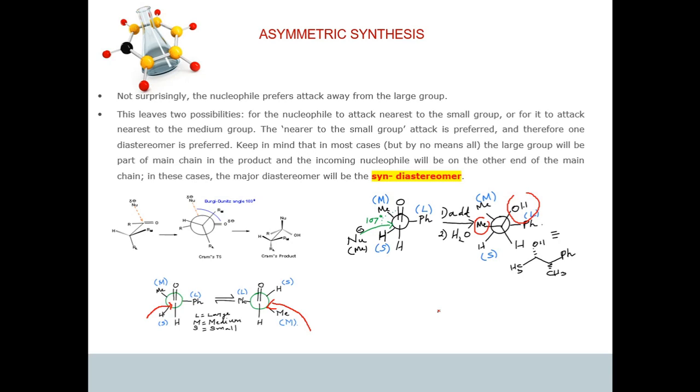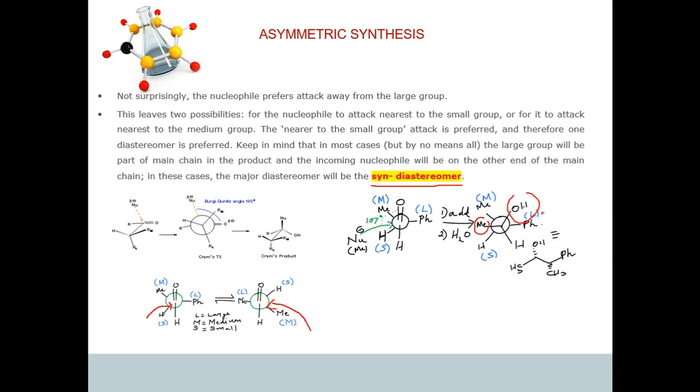In most cases, the large group will be part of the main chain in the product, and the incoming nucleophile will be on the other end of the main chain. In these cases, the major diastereomer will be a syn diastereomer. So according to the Felkin-Anh model, when the attack takes place from the smaller side, we end up with a syn diastereomer.